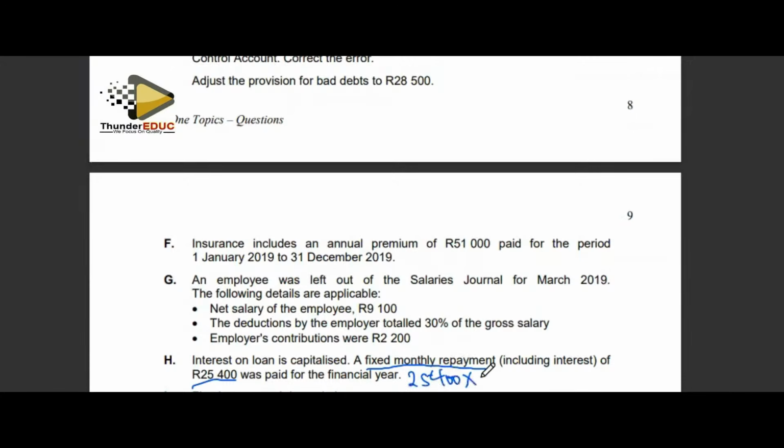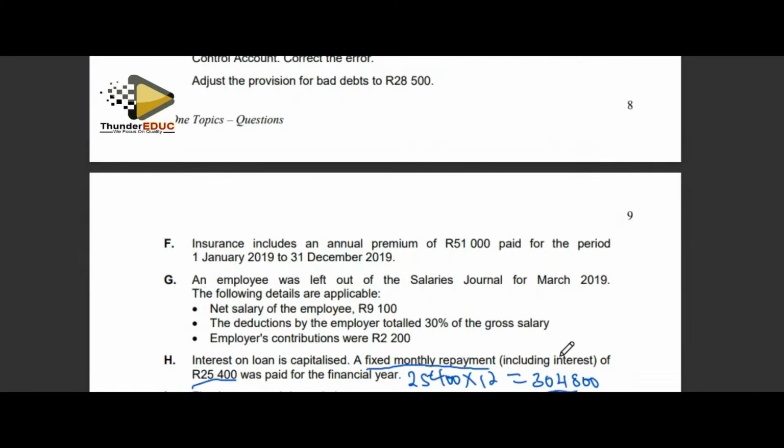So I'm going to get the 25,400 times 12. How much do we get here? If I press my calculator here, I'm getting 304,800. Okay. This is the full amount which was paid for the whole year, but this amount includes interest and the loan repayment. But we are interested in the interest here.